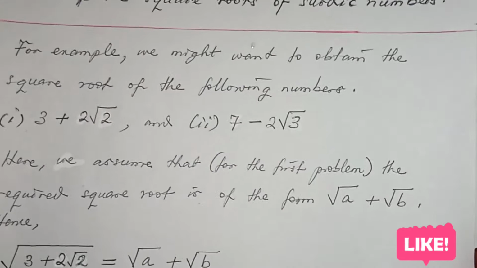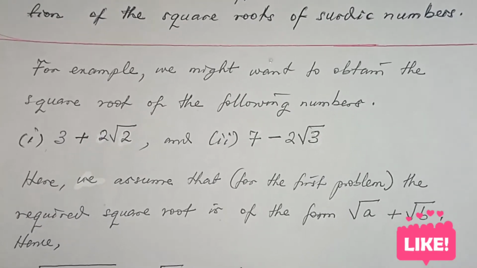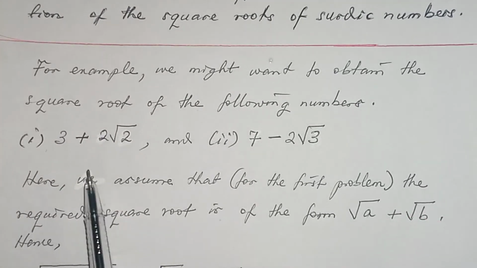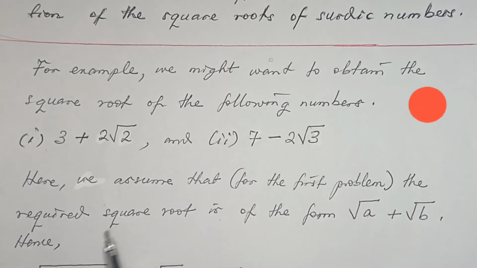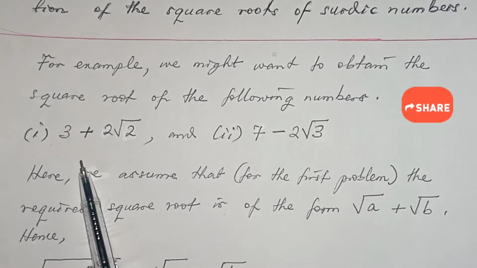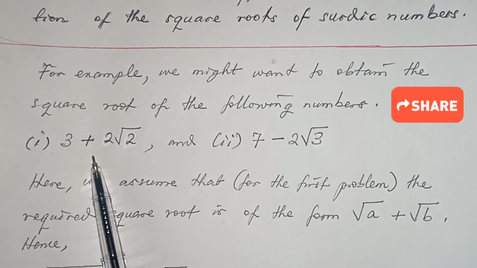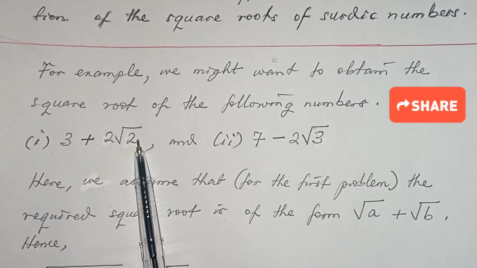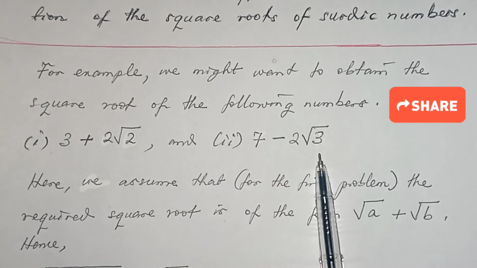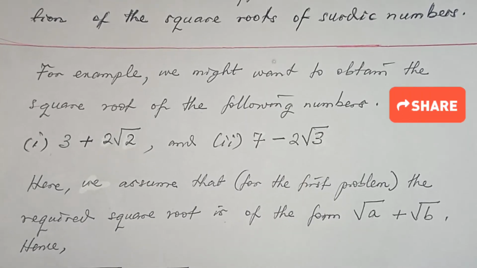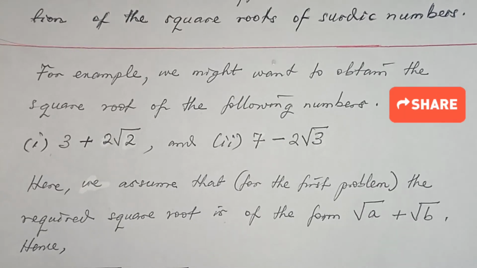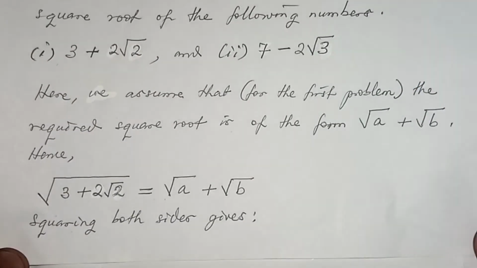Now let us consider this example. The example here comprises two problems whose square root we seek. So we want to get the square root of this number, which is a surdic number because it has a surdic component. We also want to get the square root of this number since it has a surdic component. So how do we go from here? We are going to consider the first one.